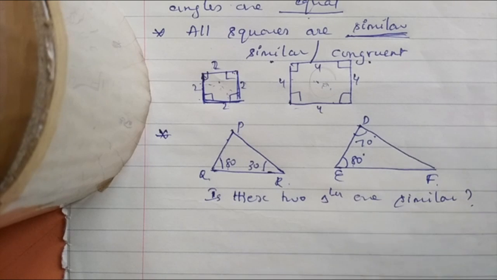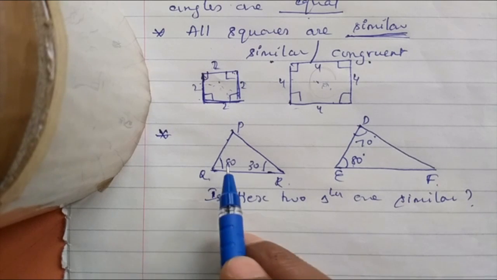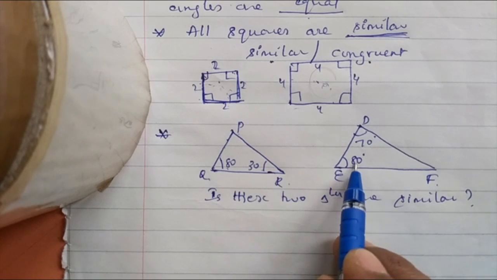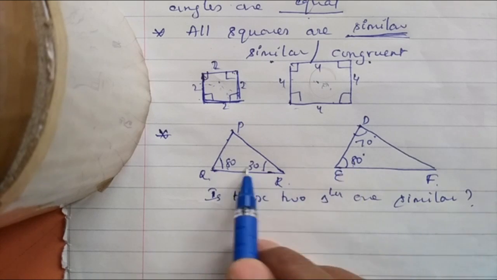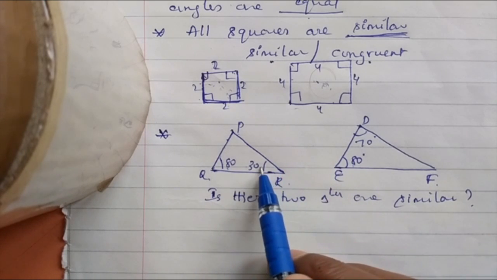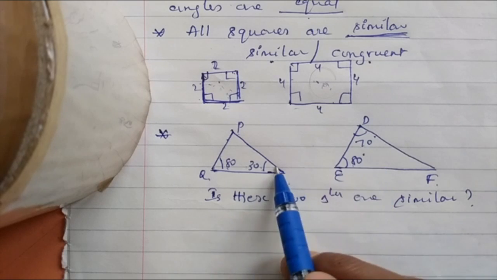What is the main concept? Before saying two triangles are similar, their angles should be equal or three sides are in proportion, either any one. All the three angles are equal or all the three sides are in proportion. Here look at 80 degrees is equal to another 80 degrees. One pair of angles is equal. But here it's 30, here it's 70. So angles are different.